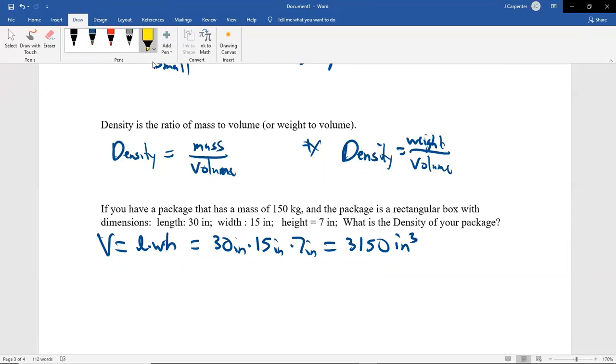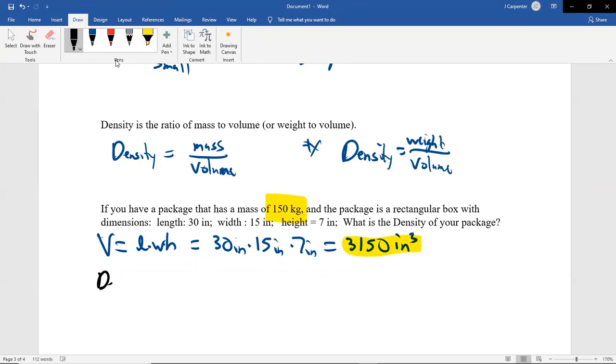So now all we have to do is take the mass, which was the 150 kilograms. Again, some people would call that a weight. And again, in the real world, no one's going to care that you call it a weight, but technically it's a mass. And we're going to divide by 3150, but we've got to make sure we do it in the right order. Is it mass over volume, or is it volume over mass? You actually have to memorize that. And it's the mass in the top, the volume in the bottom. So it's a weight per cubic whatever, or mass per cubic whatever.